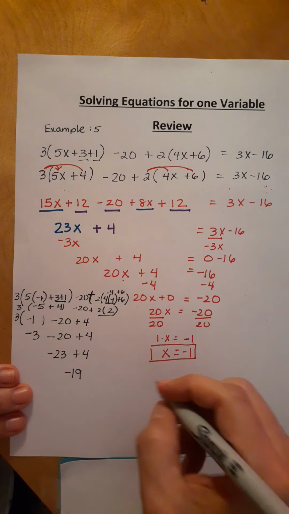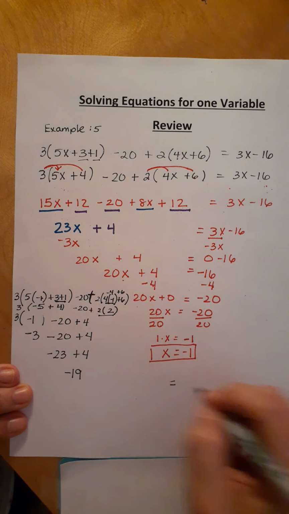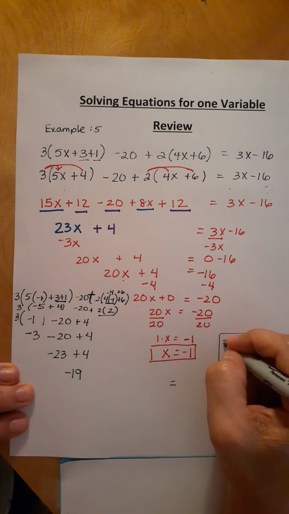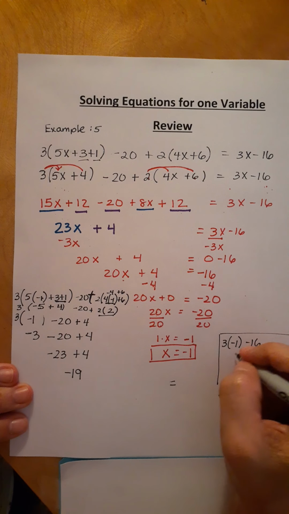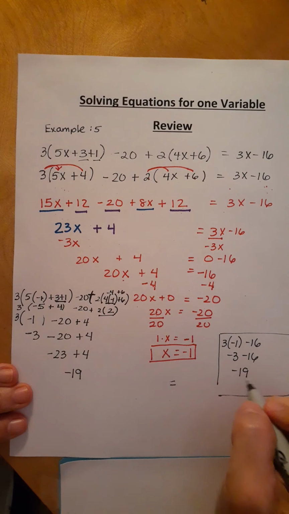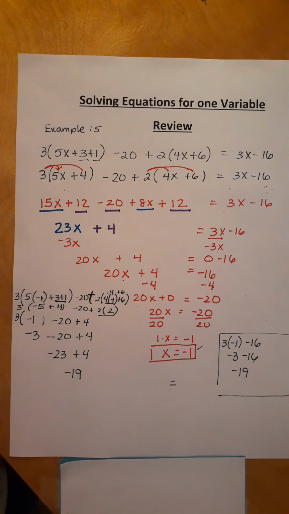Let's try it. I'm going to do this side. Okay, so I'm going to put like a big equal sign here, and I'm going to do this side. Using -1. 3 times -1 minus 16. Okay? -3 minus 16, -19. And hey, look, on both sides of the equation, I got -19. That means that my answer is correct. And that's the way you do these.